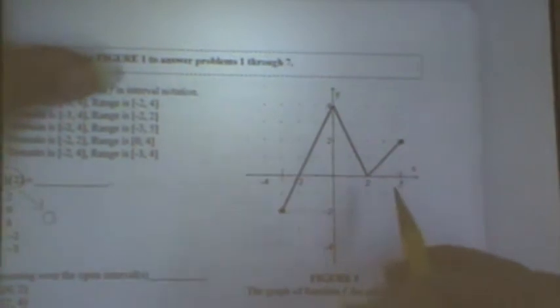How many distinct zeros do we have? So we want to count the x-intercepts. We have 2 of them. We have 2 x-intercepts, so there are 2 distinct zeros. That would be C.